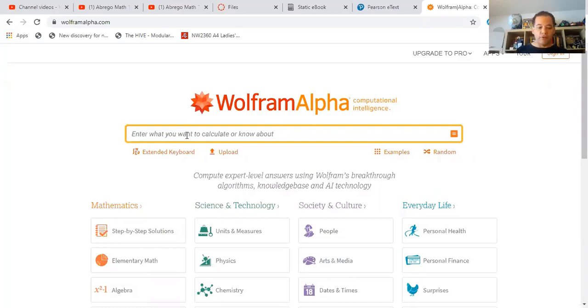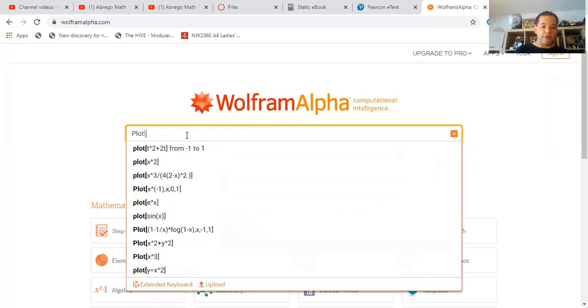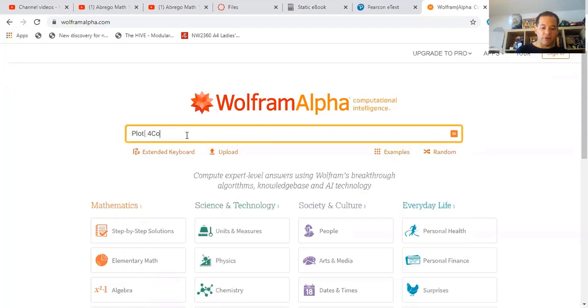right? So you can just write plot, right? And then the equation that we have, right? 4 cosine t. Mathematica will understand. Doesn't matter if you use capital letters or not for the sine, etc. And then t over 2 pi. And then you tell t between what and what? T between 0 and 2 pi.